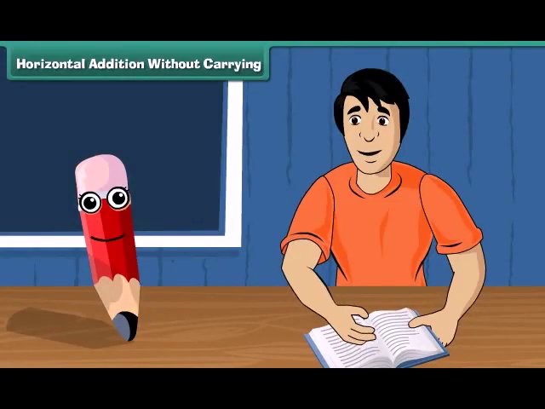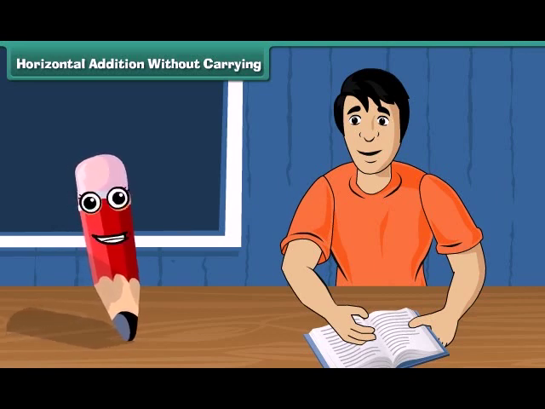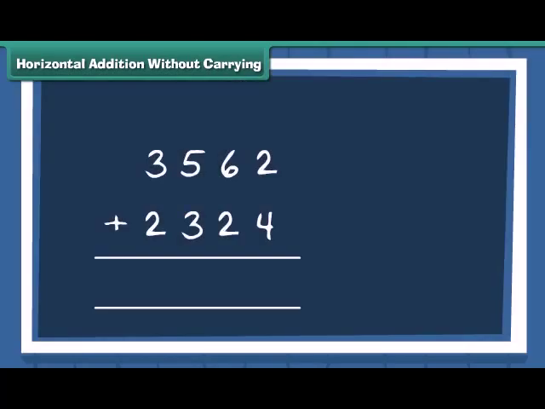This was simple, but tomorrow my assessment will be on 4-digit numbers. Could we practice those now? Oh yes, let me show you how to add 2 numbers horizontally. We have the 2 numbers 3562 and 2324, which are written as follows.